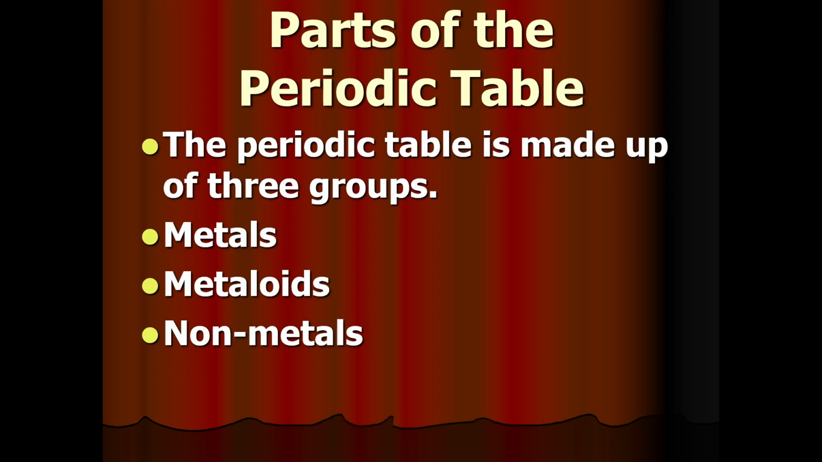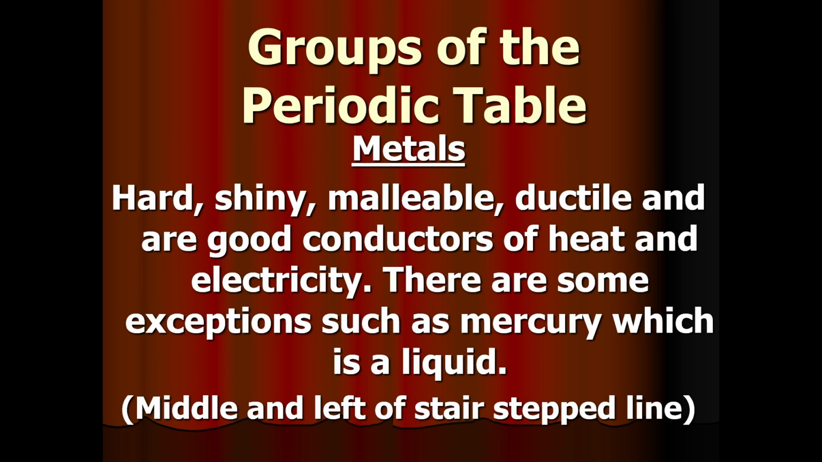Now let's move on to discussing the groups of the periodic table. The table is made up of 3 primary groups. They are known as the metals, the metalloids, and the nonmetals. Elements that are included in the group, called metals, all share similar properties. The properties of metals are that they are hard, shiny, malleable, ductile, and are good conductors of heat and electricity.